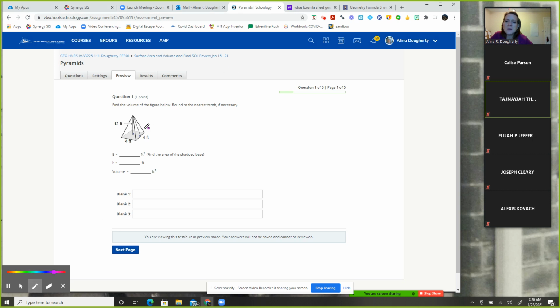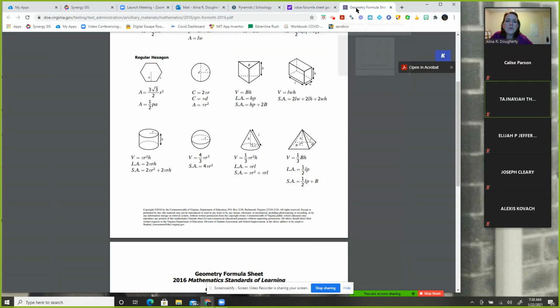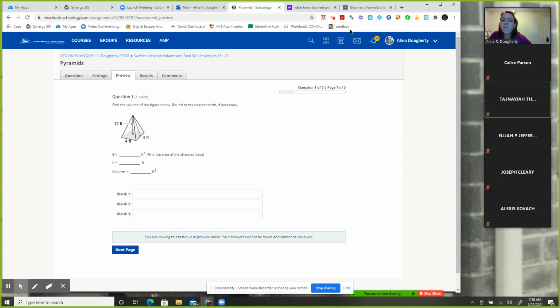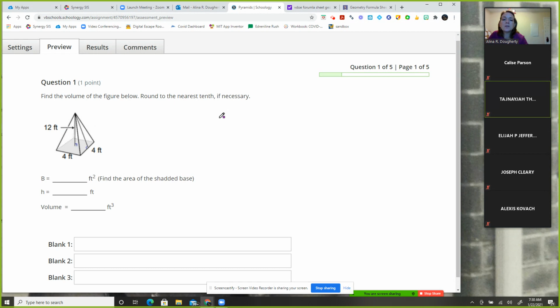We can do this. Find the volume of the figure. All right. So volume of a pyramid is 1/3 the base times the height. Remember, big B is the area of that base, right? So that's the tricky part. Hopefully my Screencastify works today. Volume equals 1/3 the area of the base times the height.